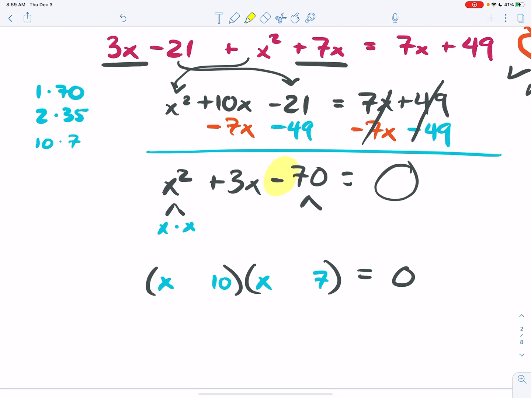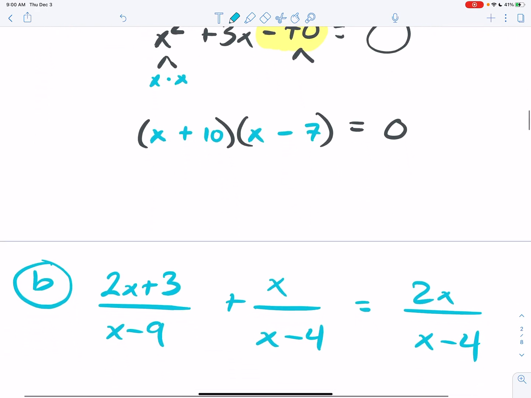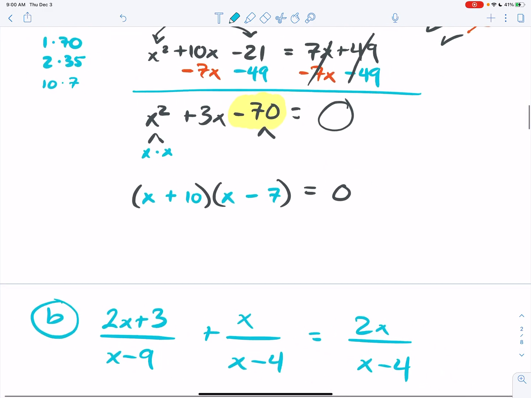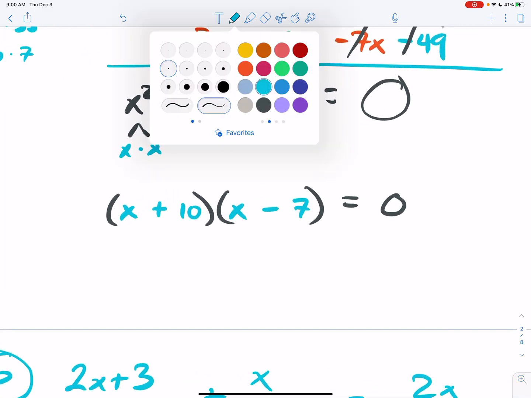Now, notice how the constant is negative, so that means you'll have different signs, okay? If your constant is positive, you're going to have the same signs. So plus, plus, or minus, minus. But if you have a negative constant, you're going to have different signs here. So I'm going to go ahead and make the 10 positive and the 7 negative, okay? And if you're not sure, you could always guess and check like I am going to do right now.